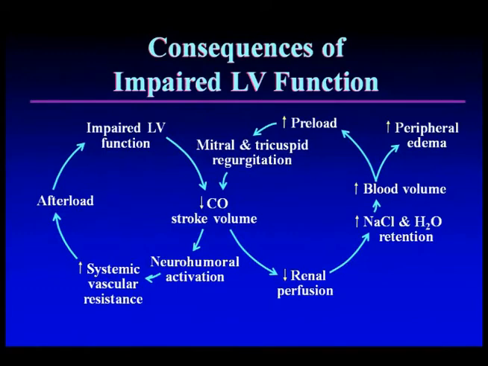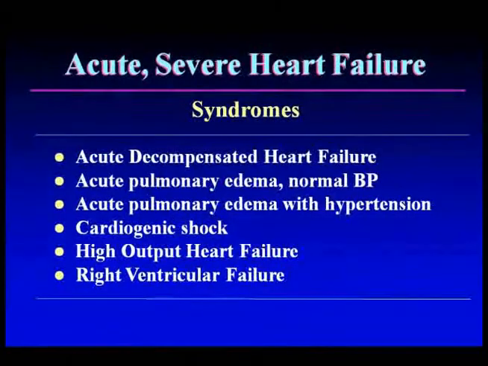So Class 4 would be somebody who is symptomatic at rest. So at rest is a 4, 3 is with normal activity, 2 is with exercise, and somebody with Class 1 heart failure doesn't get symptomatic except with extreme activity.